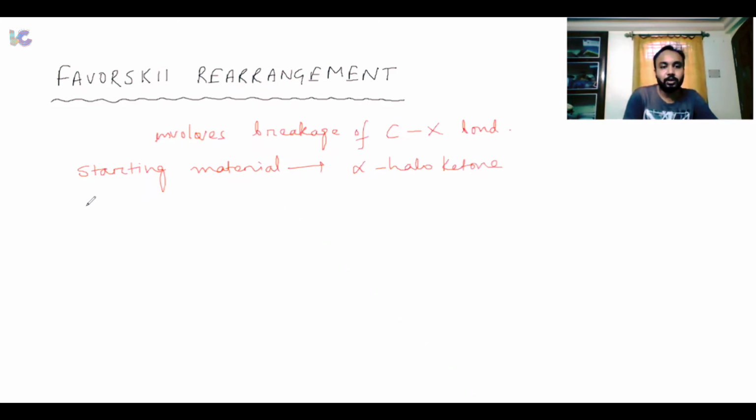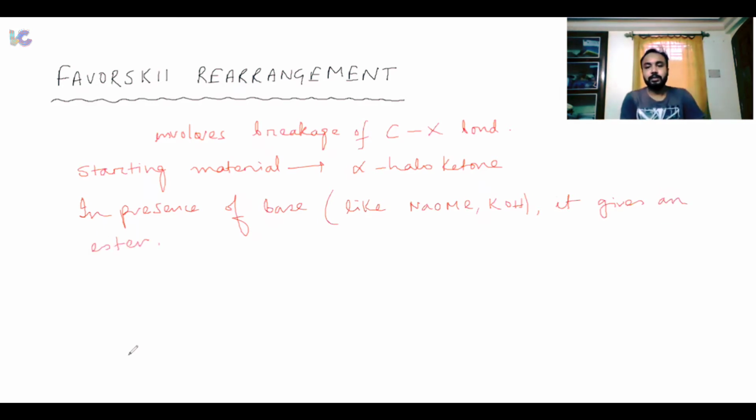And in presence of a base like sodium methoxide or potassium hydroxide, it gives an ester. So let's take the mechanism. Let's see the mechanism, how it works.